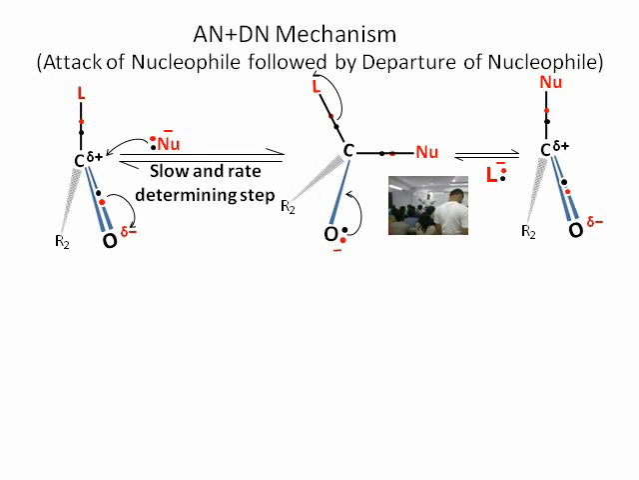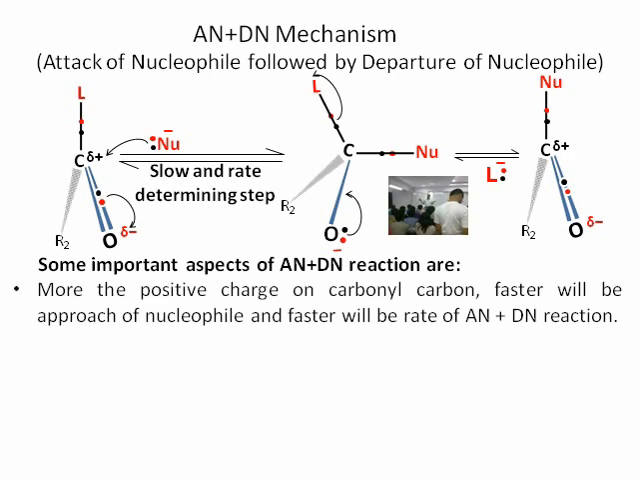We will get this. This is a reversible reaction because L- is again a nucleophile, can again react with carbon to break pi bond, and from this anion Nu- can be removed back to give the original reactant. So this is a reversible reaction. Important aspects of AN+DN reaction are: more the positive charge on carbonyl carbon, faster will be the approach of nucleophile, which is the rate determining step, and therefore faster will be the rate of overall AN+DN reaction.